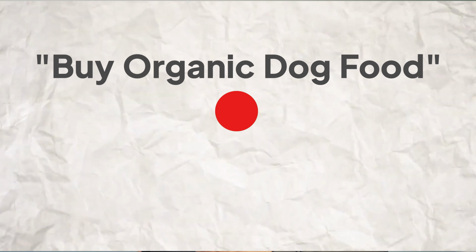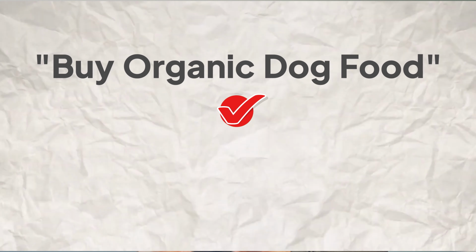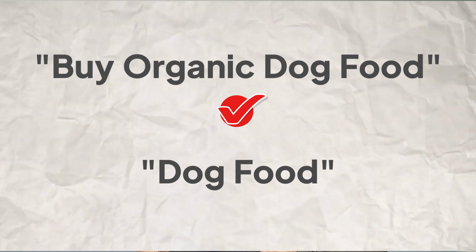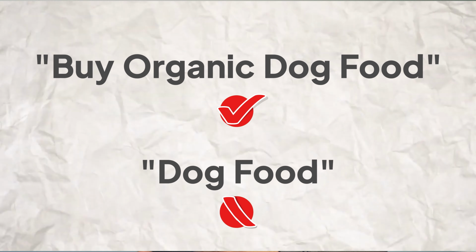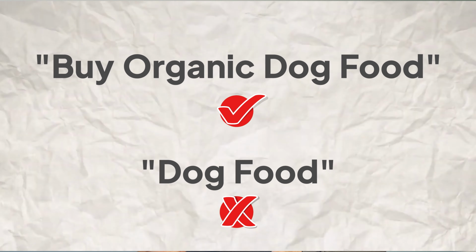Let's take our example of organic dog food. If we're using phrase match, Google will show our ad when someone searches for buy organic dog food. However, if somebody searches for dog food, Google won't trigger the ad because it didn't include the word organic in it. So you can see how phrase match gives you much more control over your keyword targeting, and it can also be a lot more effective for bottom of funnel campaigns where you're trying to drive purchases or get high quality leads.